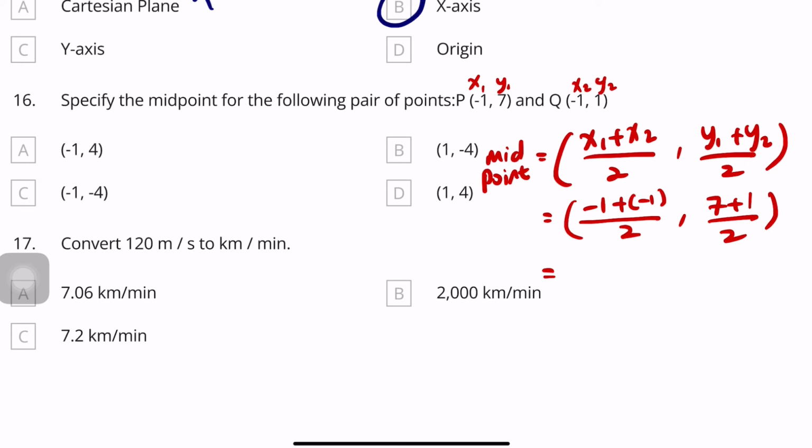So -1 plus -1 is -2. -2 divided by 2 is -1, 7 plus 1 is 8. 8 divided by 2 is 4. Okay, so your answer is A, negative 1, 4.